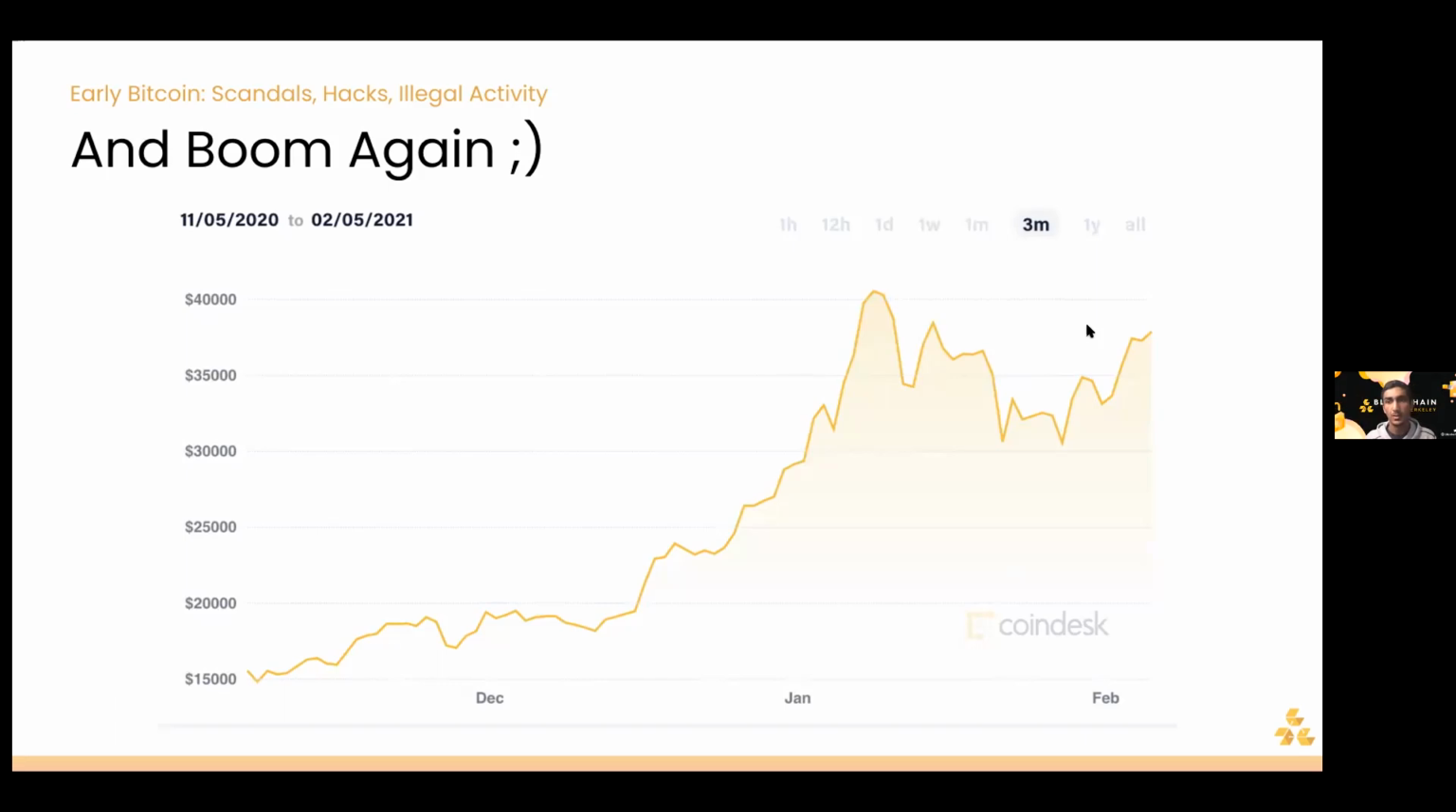So what people say is that the institutions are basically trying to buy Bitcoin as a hedge against the dollar. And there's a lot of other financial reasons for buying Bitcoin as an asset.